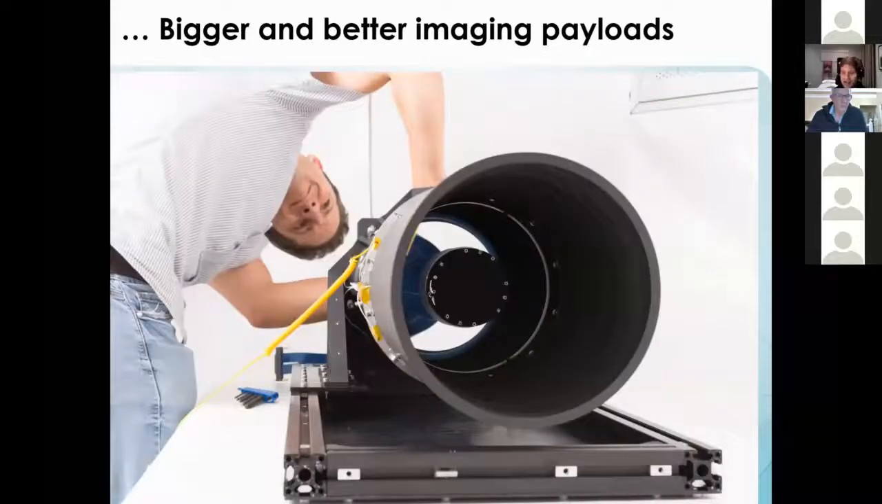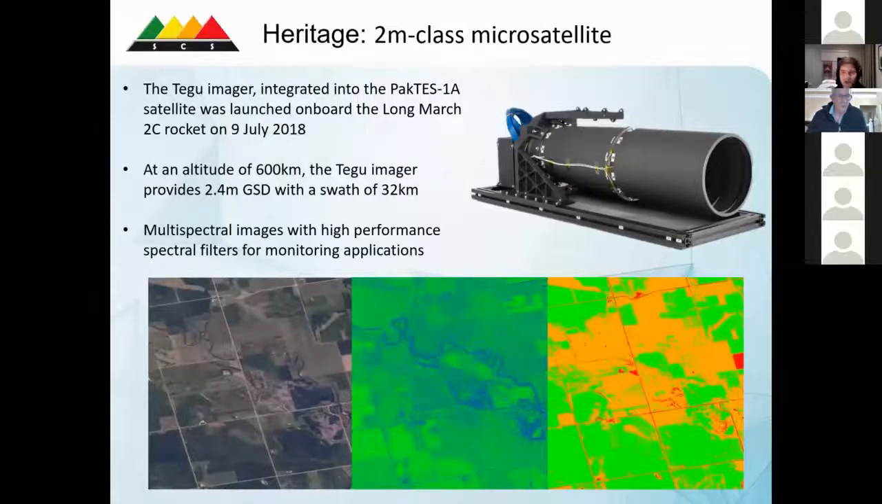But it also led to us developing much larger and more capable cameras. So here's a photograph of my colleague Brian Dean, who's now CEO of his own space company based in Stellenbosch in Technopark. Back when he was a project engineer working on the engineering model for this larger imager. And this specific imager was called the Tegu. It could take photographs with a 2-meter resolution, much better than the 40 meters of this tiny little Gecko camera. And this was included on a Pakistani satellite, Paktes 1A, that was launched in 2018, also very successful.